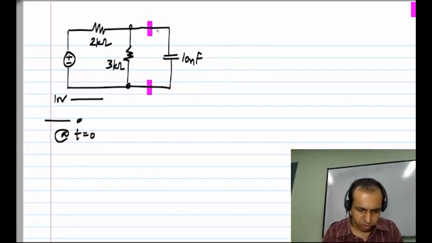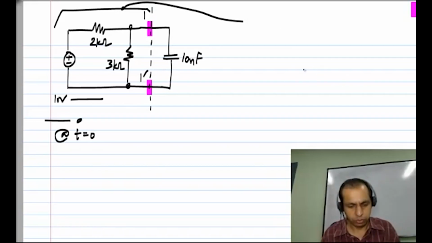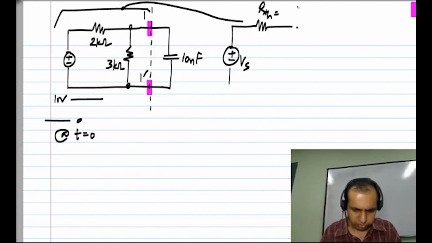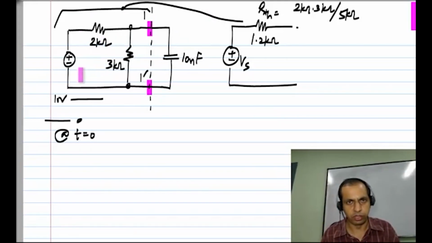So, if these are 1 and 1 prime, whatever I have on this side, I change to Thevenin equivalent. I won't show the steps, but you can work this out for yourselves. I'll have some Vs in series with a resistance. The resistance happens to be the parallel combination of these two, which will be 2 kilo ohms times 3 kilo ohms divided by 5 kilo ohms, which is basically 1.2 kilo ohms. And this Vs you can again compute by the usual procedures used for Thevenin equivalent calculations.